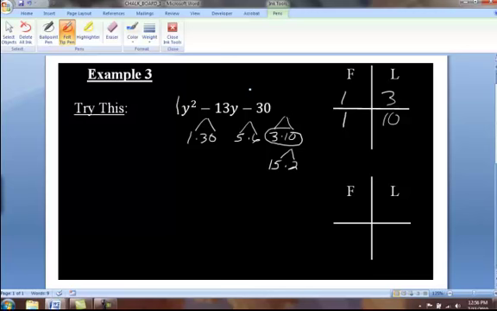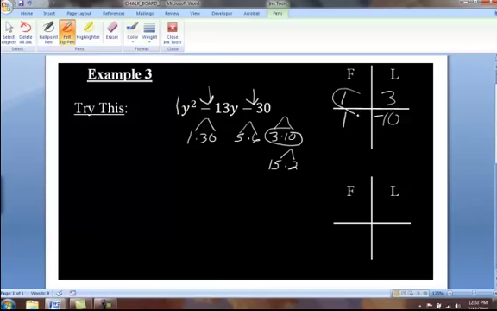I have to get a negative 30, which means one of these has to be negative. Now, which one should be negative? Well, I have to get a negative 13, so that means the larger one should be negative. So let's make this 10 negative. Now, if you don't get your signs right, when you're checking it, you'll figure that out and you can adjust accordingly. Let's go ahead and apply the scissor method.